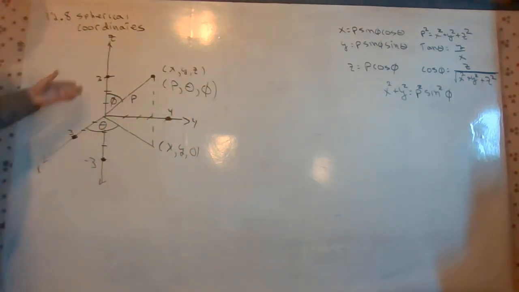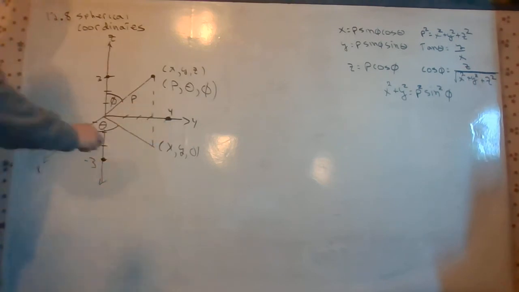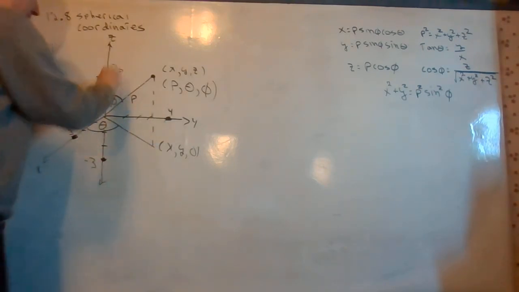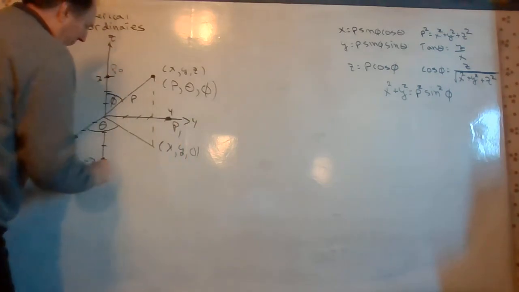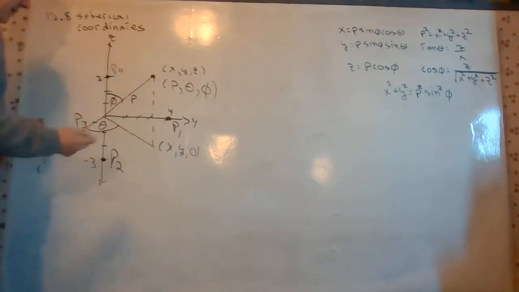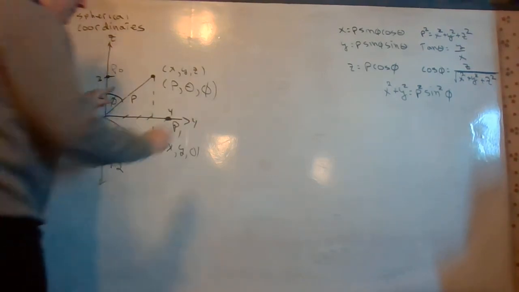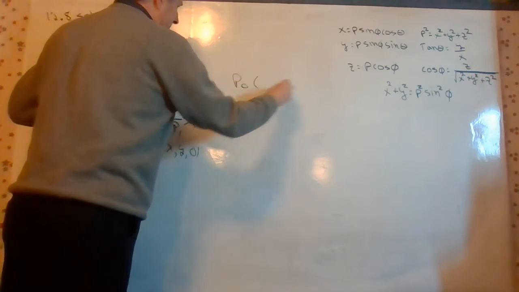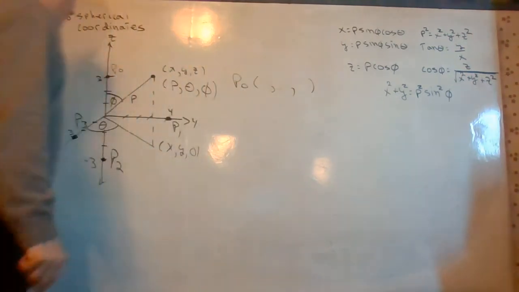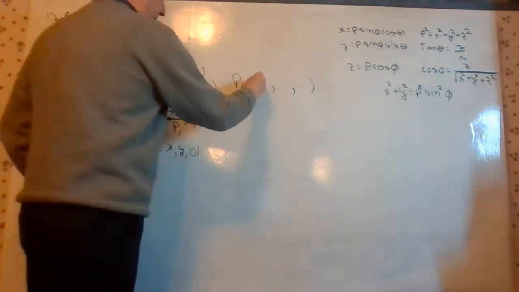To begin, here are a few points. So there's a point here, a point here, a point here, and a point here. Now let's call that P0, P1, P2, P3. We can convert those to spherical just by understanding what the variables are. So let's start with P0. Rho is the distance from the origin to here. That's obviously 3.